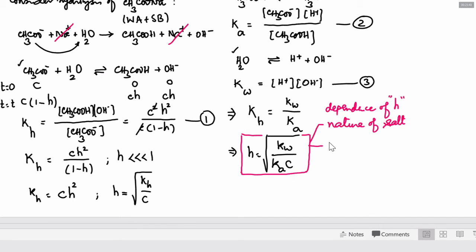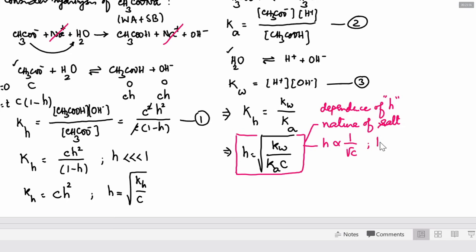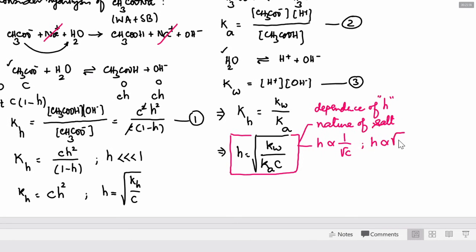Next, h is inversely proportional to root concentration. That means h is directly proportional to dilution. Is it not a duplication of your Ostwald dilution law? Yes, we are saying the same statement. That means degree of hydrolysis is directly proportional to dilution: as dilution increases, degree of hydrolysis also increases. Remember this point.